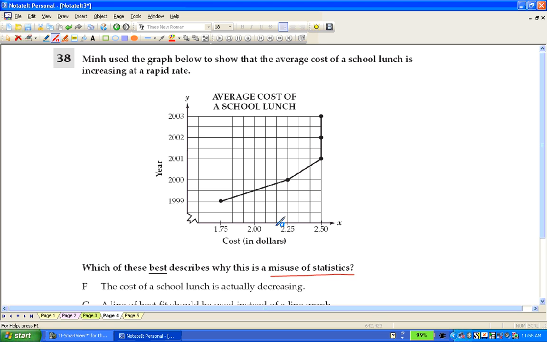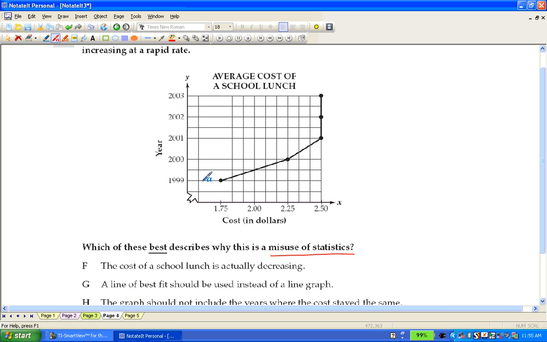Okay, so it's telling us that Min is wrong. Alright, it doesn't show an increase at a rapid rate. So let's take a look at it. Alright, it has years on the y-axis, which is usually a red flag because any amount of time is usually the one that goes on the x-axis. And then the y value is the thing that's a result of the time changing. So that's our first red flag.